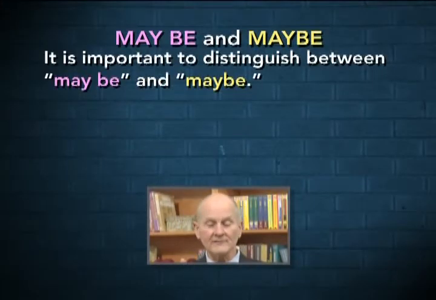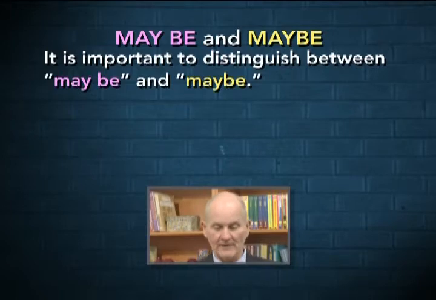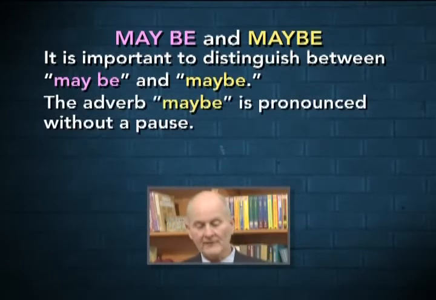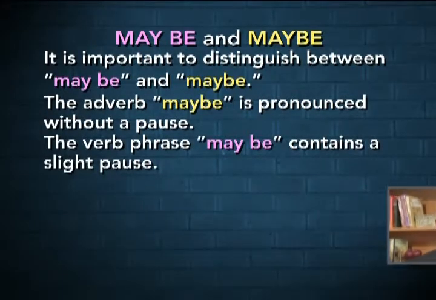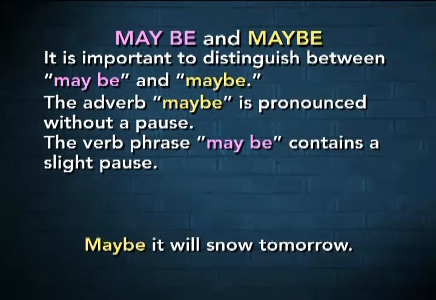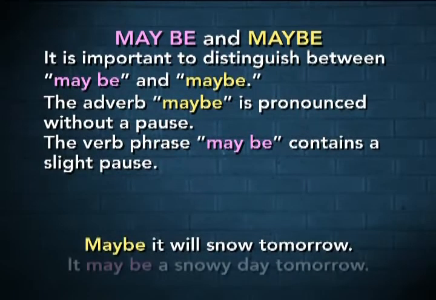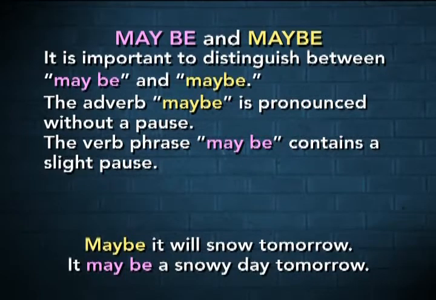It's important to distinguish between the auxiliary verb phrase may and the verb be and the single word adverb maybe. In normal speech, the adverb maybe is pronounced without a pause. The verb phrase may be contains a slight pause. So maybe it will snow tomorrow, no pause, right? And it may be a snowy day tomorrow. Okay. These words are commonly used in everyday English conversation.